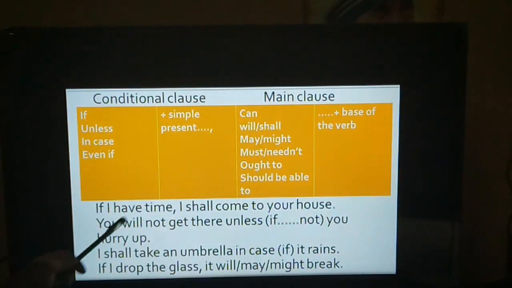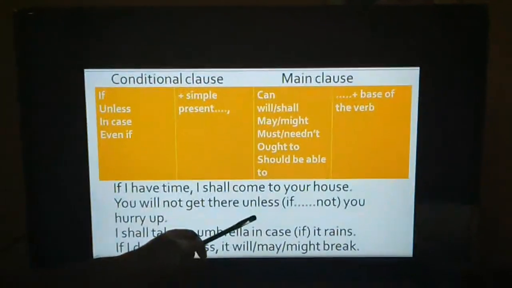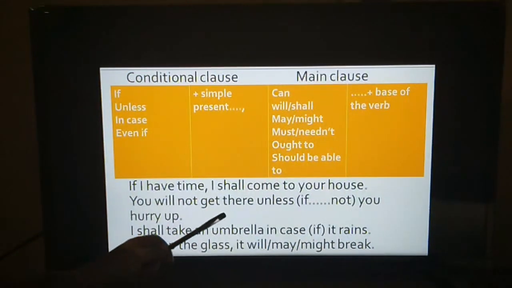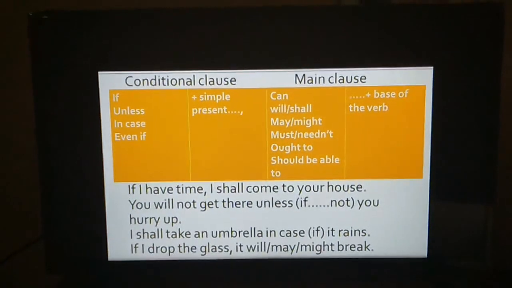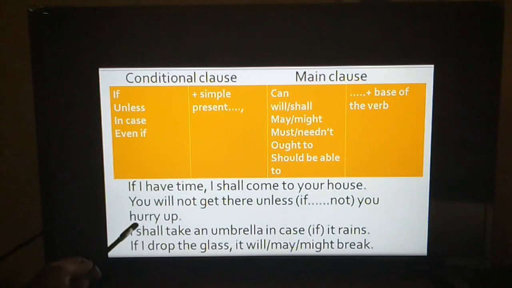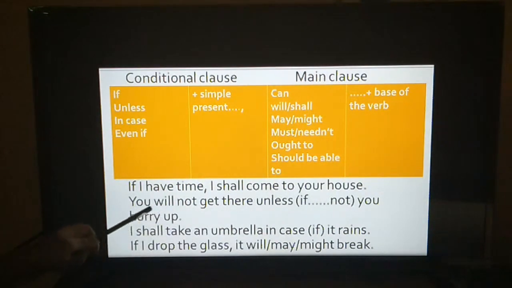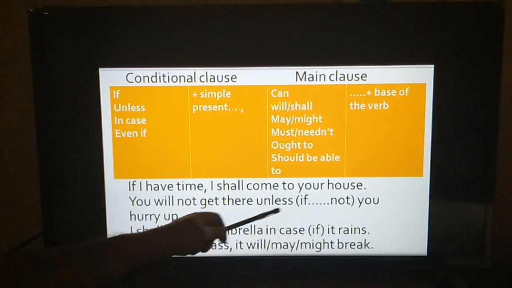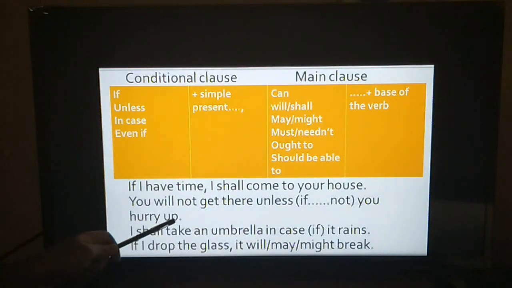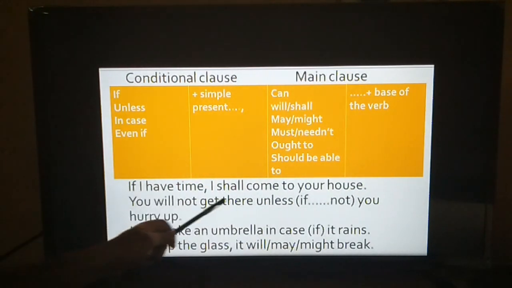Another sentence: you will not get there unless you hurry up. Unless means if not. If you do not hurry up, you will not get there. We start with the main clause: you will not get there unless you hurry up. But we can follow the reverse order and write it. How is it? If you do not hurry up, comma, you will not get there.